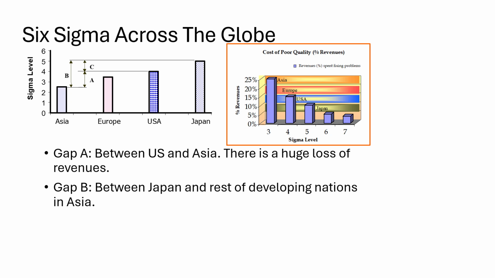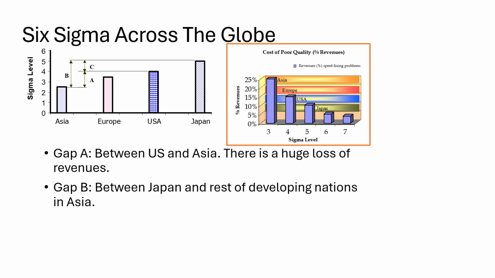And the cost of poor quality is costing Asia the most at almost 25%, Europe around 15%, US 10%, Japan around 5 to 10%, and then if you're operating at a 6 Sigma level and 7 Sigma levels, they have the least cost of poor quality because the processes are the most finely tuned.